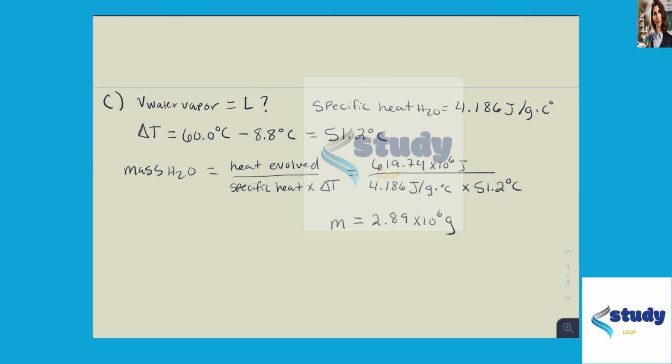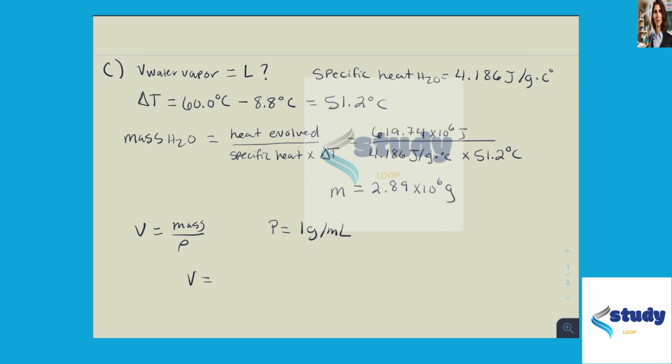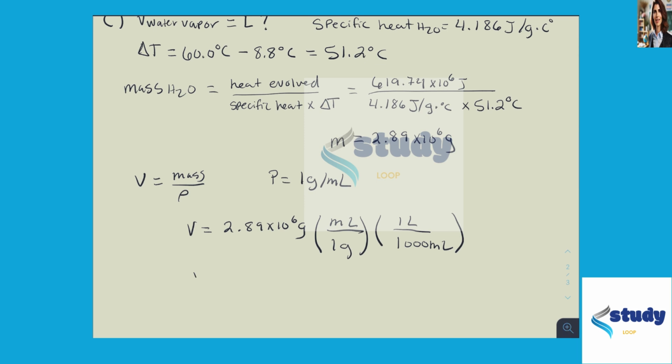To find the volume of our water, we know that volume is equal to mass over density. The density is equal to 1 gram per 1 milliliter for water. So our volume is going to equal our mass, 2.89 times 10 to the 6 grams, times milliliter per 1 gram. And then we want this in liters, so 1 liter for every 1,000 milliliters. So when we calculate this out, our volume is equal to 2,890 liters of water that can be heated. And that is how we solve the last part of this problem.